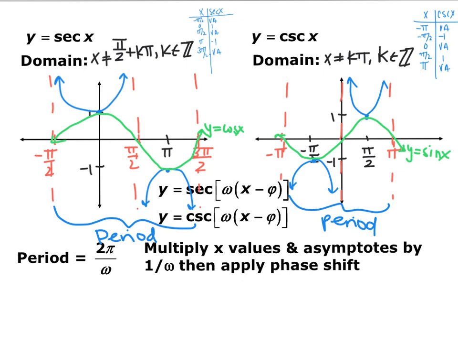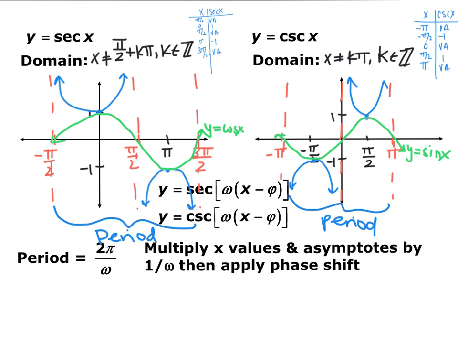Just like sine and cosine, the period for secant and cosecant is 2 pi divided by whatever omega is. You can have a phase shift just like the other functions. You could have an a out in front that would just denote how high or low these points start, these little parabolas start and end. Otherwise, the graphing is very similar to the other functions, just with a different parent function.